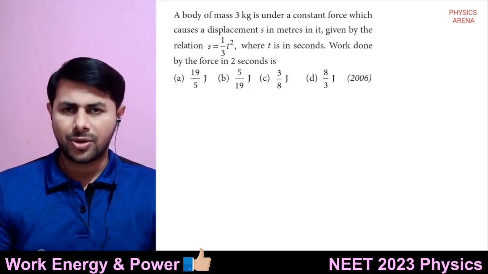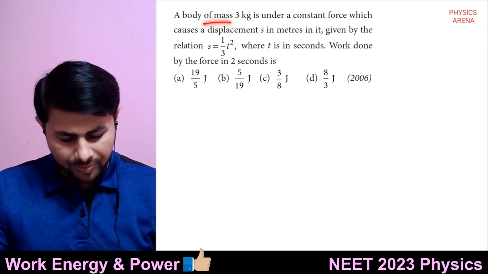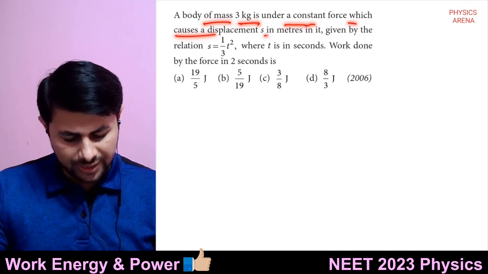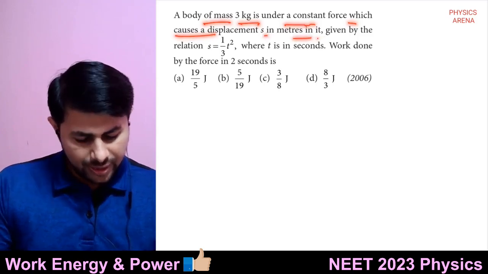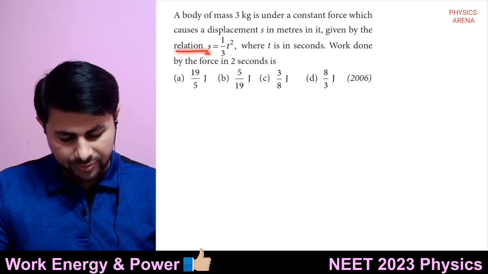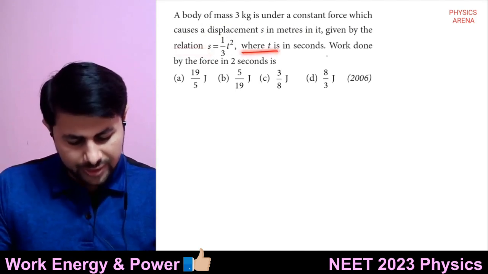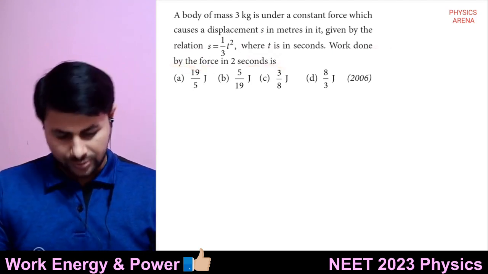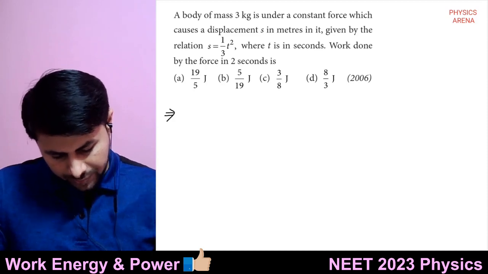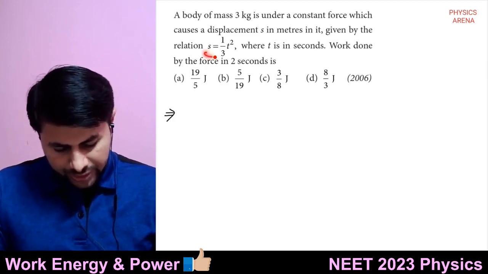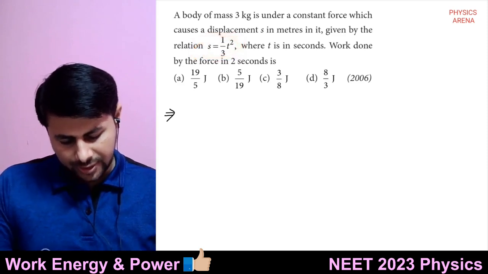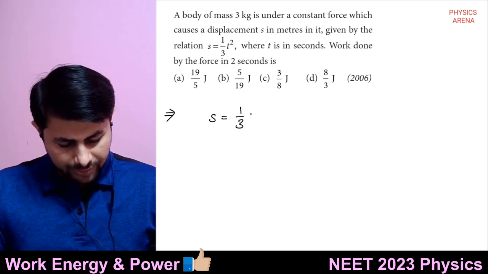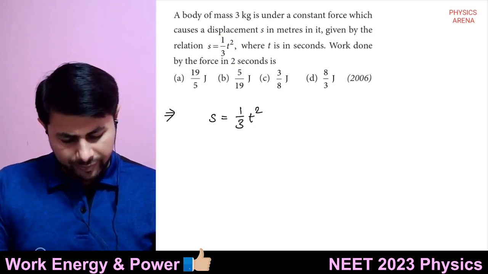Let us discuss some problems based upon this. A body of mass 3 kg is under a constant force which causes a displacement s in meters in it, given by relation s is equal to 1 by 3 t square, where t is in seconds. So work done by the force in 2 seconds is? Now you are given the displacement, and t is in seconds.